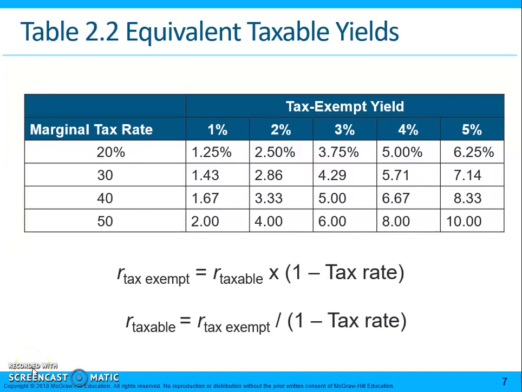Okay, we're going to go through the calculation of after-tax yields and taxable equivalents. This formula here that the book shows, R tax exempt, that's a tax exempt rate, is equal to the taxable rate multiplied by 1 minus the tax rate. This is referred to as an after-tax yield.